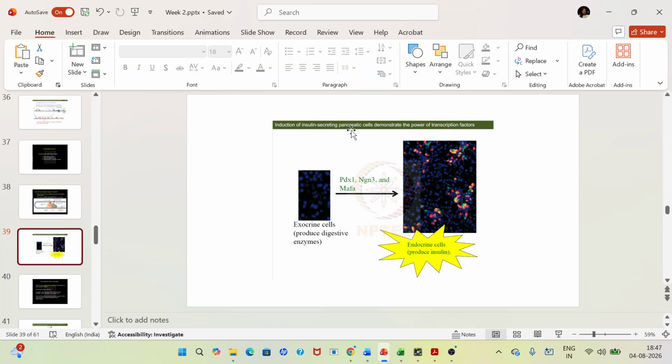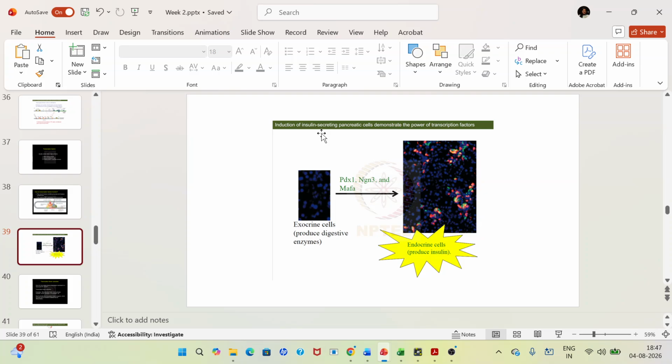For example, induction of an insulin secreting pancreatic cell demonstrates the power of transcription factors. Okay? So PDX1, NGN3 and MAFA, all of these are the transcription factors. PDX1 is important for the differentiation of intestinal cells into pancreatic cells. Basically, to form the pancreas, PDX1 is very important. Then NGN3 and MAFA are important for these pancreatic cells to secrete insulin or glucagon.